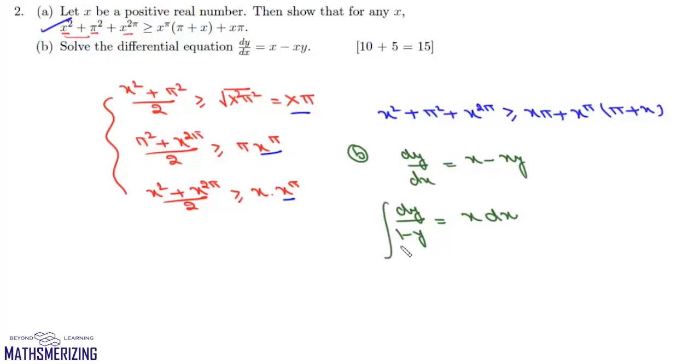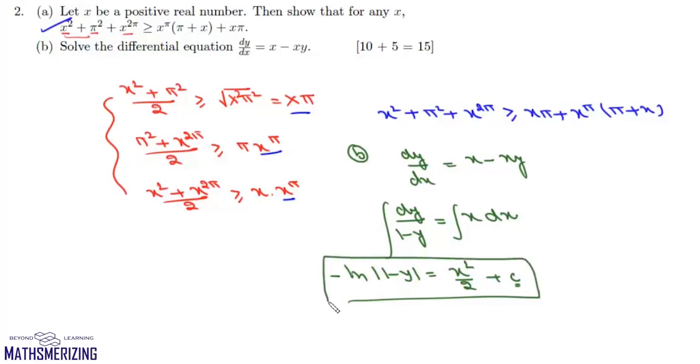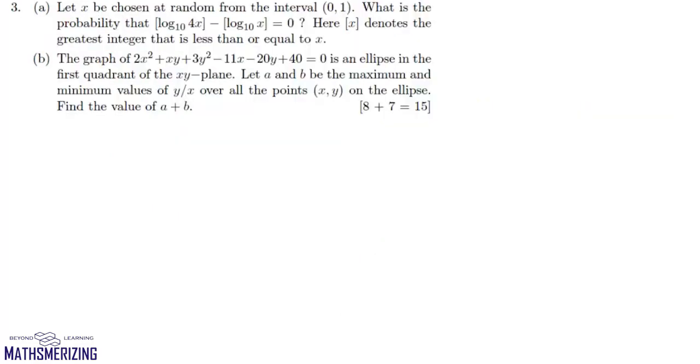Now we integrate this function. We can write this as minus log mod 1 minus y, and here will be x square by 2 plus c. And this is the answer to this question. Now question number 3, part A is: let x be chosen at random from the interval 0 to 1.